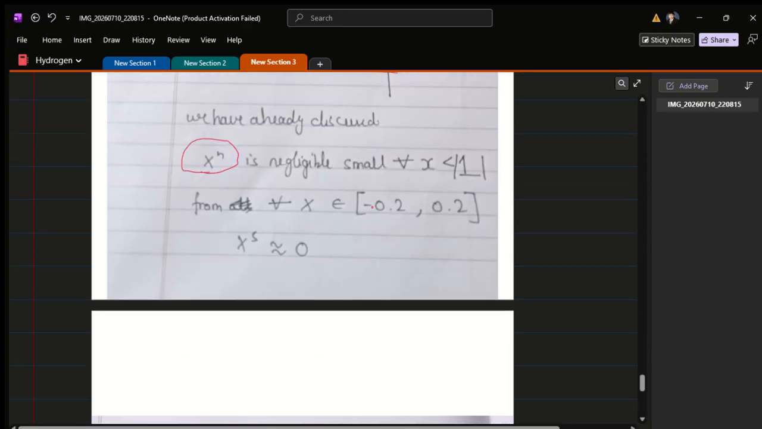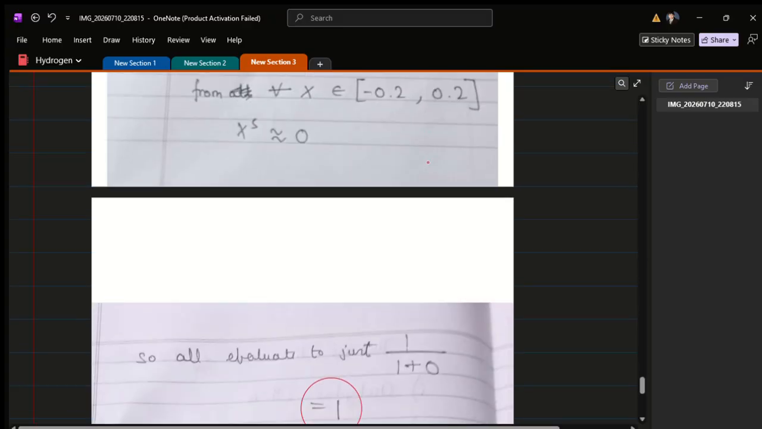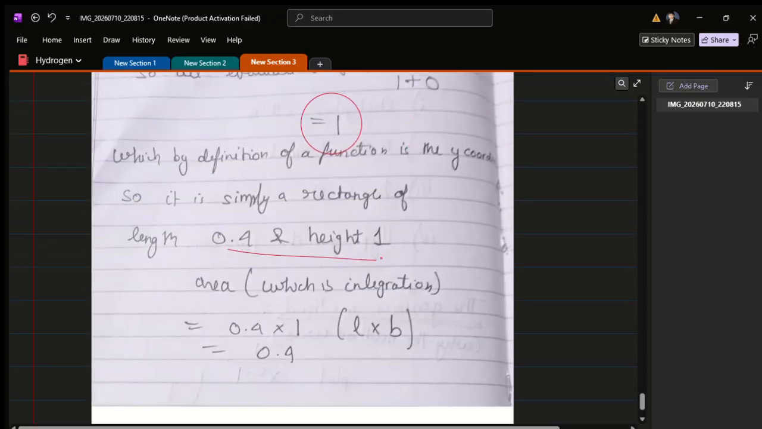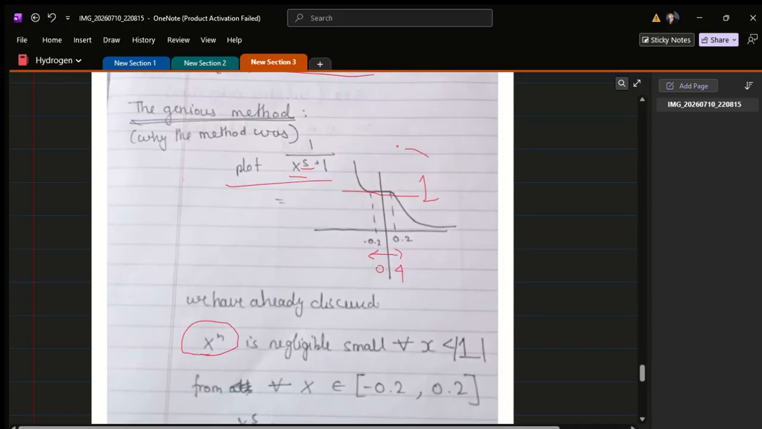So we can see this length is just 0.2 into 2, that's 0.4. And what is the integration? It's just the area under the graph, but this is just a rectangle, so 1 into 0.4, length into height, we will get 0.4. This is why the solution was so genius. All it took was to make the graph, to understand that for very small values it's just going to be acting as a constant.